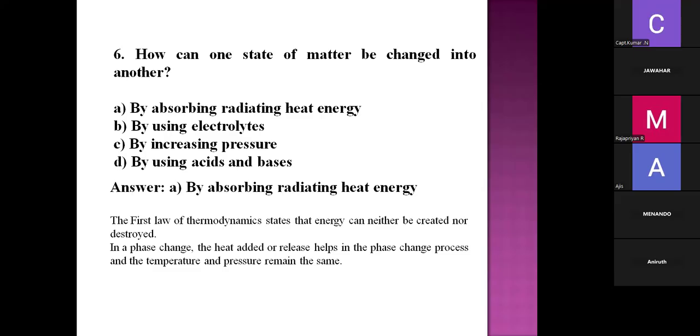The first law of thermodynamics states that energy can neither be created nor destroyed. In a phase change, the heat added or released drives the phase change process while the temperature and pressure remain the same. The phase change occurs mainly between three phases, solid, liquid, and gas, and the transition occurs due to exchange of energy, which occurs through radiation. The amount of radiation energy is calculated by the Stefan-Boltzmann law. The correct answer is by absorbing or radiating heat energy.